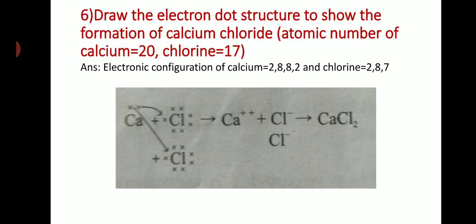Next question: draw the electron dot structure to show the formation of calcium chloride. Here you have to draw the structure of calcium chloride. What is the atomic number of calcium? It is 20, and chlorine it is 17. So the electronic configuration of calcium is 2, 8, 8, 2. So the last shell consists of 2 valence electrons. Chlorine is 2, 8, 7. So chlorine needs 1 electron, but here calcium has 2 valence electrons. So the 2 chlorine atoms receive the 2 valence electrons and it becomes calcium chloride, CaCl2. So this is the electronic dot structure.